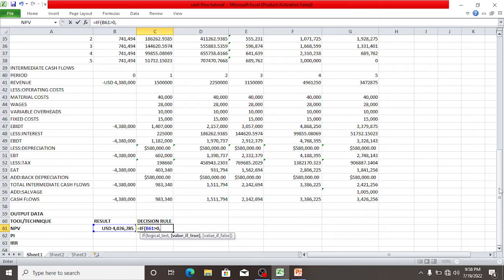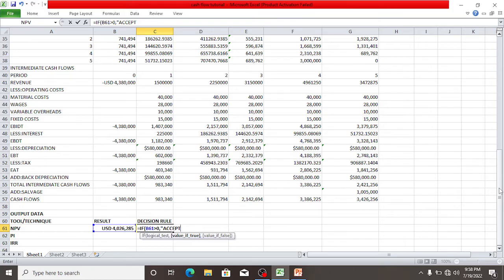Values which are greater than 0, that is 1 and above, those are the positive values. Then we accept the project. We accept the project.